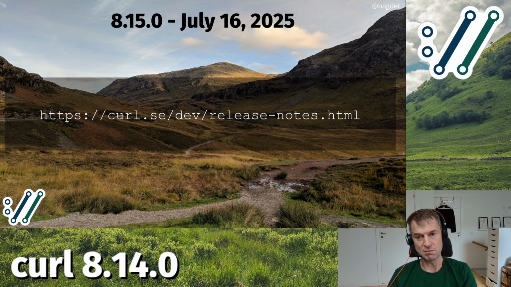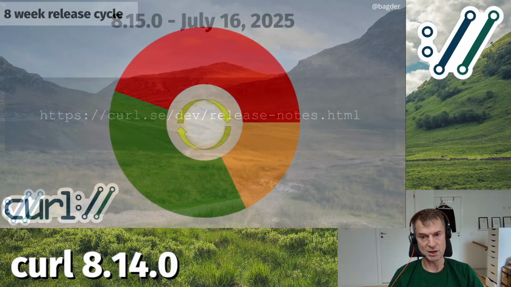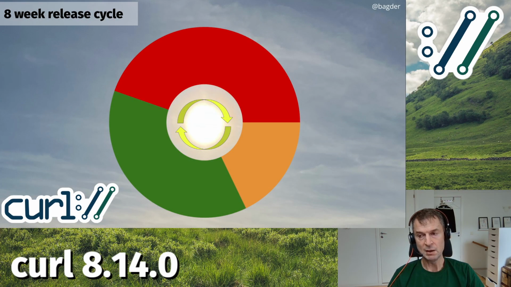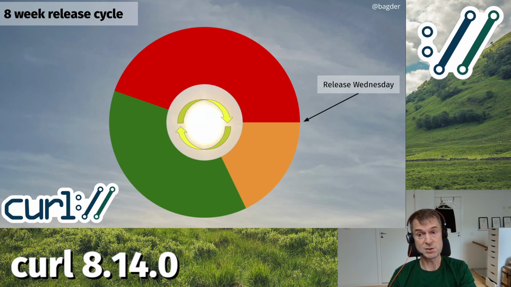So that's the updated release notes URL for everything that will happen in the meantime. Whenever you want to know what's planned for the next release, you go there and check it out and it'll contain that. So the normal 8 weeks release cycle is this time just 7 weeks, but it works like this. So it's today, it's release Wednesday. So I did a release.